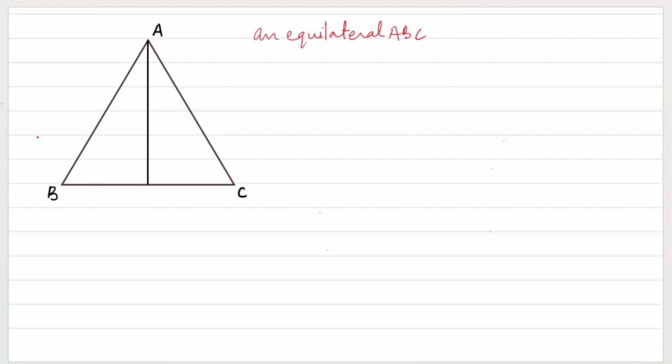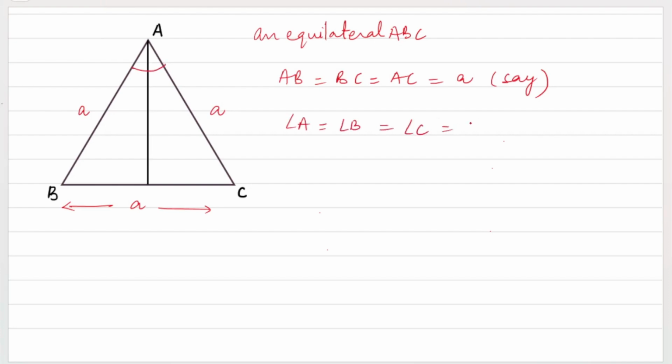Since all the sides of equilateral triangle ABC are equal, we suppose that AB, BC and AC, all three sides, are equal to A. So this is A, this is also A, and this is also A. So the complete BC is equal to A, as well as AB and AC. Also, all the angles of an equilateral triangle are always equal to 60 degrees. So angle A, angle B and angle C, all three angles are equal to 60 degrees. All right, these are the basics of the equilateral triangle. So this angle is 60 degrees.